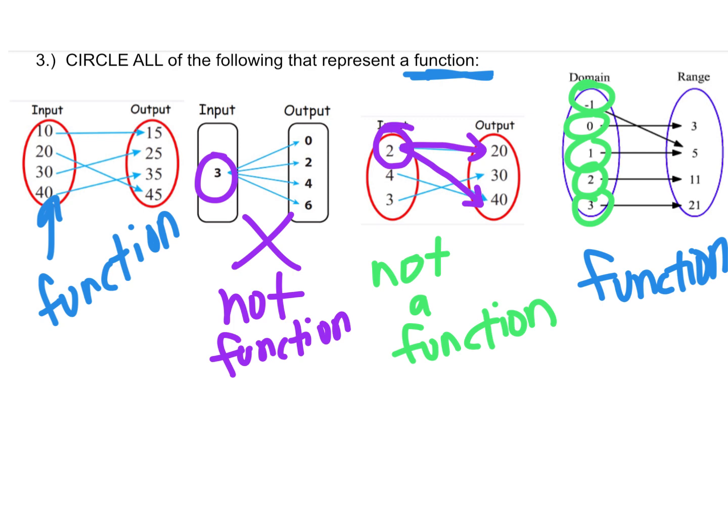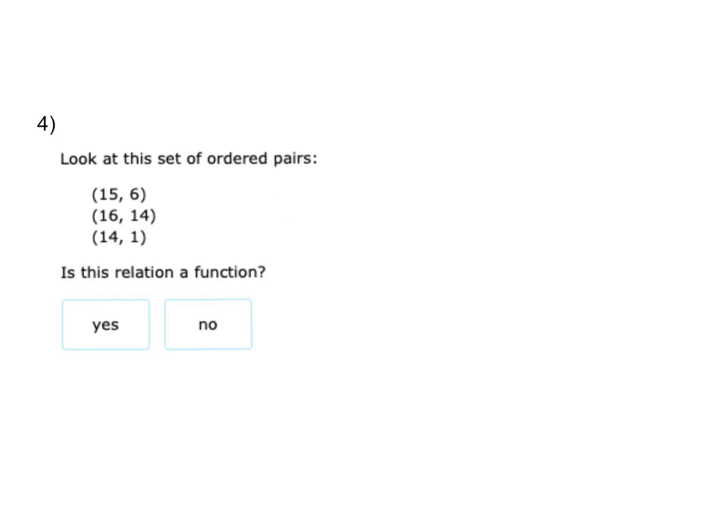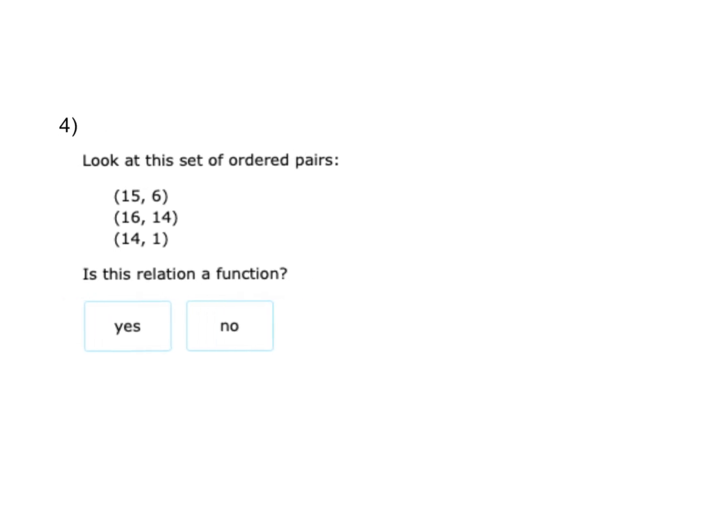You know, in all these, you could put it on a graph and try that vertical line test, but just know if the input repeats, it's not a function. Okay, same idea here. Is this a function? Does every input have exactly one output? Let's see, 15 pairs with 6, 16 pairs with 14, and 14 pairs with 1. So all of these are different inputs. They all have exactly one output, so you would circle yes. This is a function.